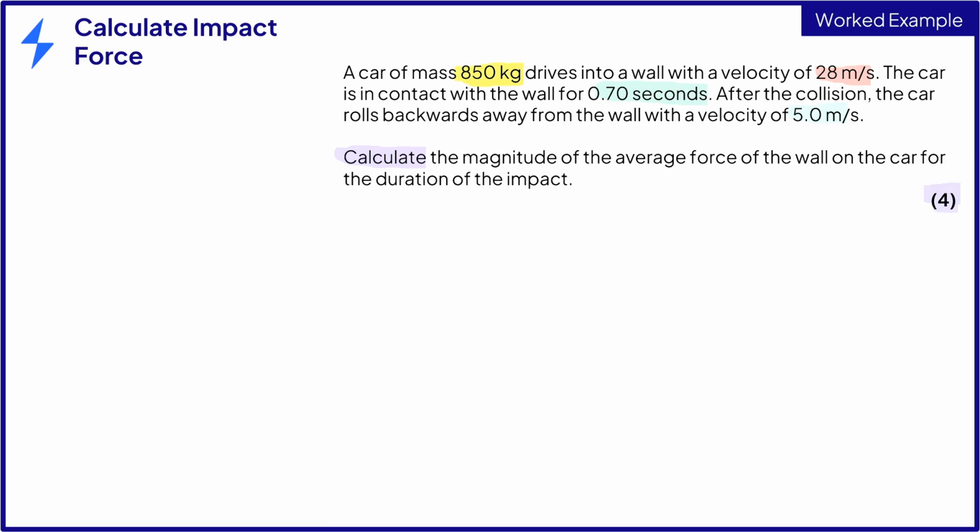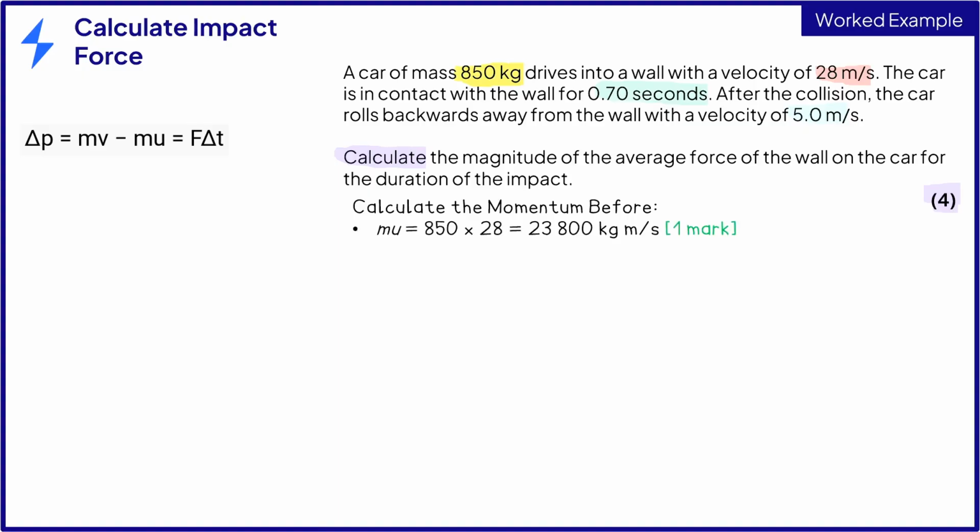Remember that impulse is equal to the change in momentum, which is equal to force times contact time. The change in momentum is momentum after minus momentum before. Calculate the momentum before the collision. Mass times initial velocity is equal to mu, which is equal to 850 times 28, which equals 23,800 kilograms meters per second for 1 mark.